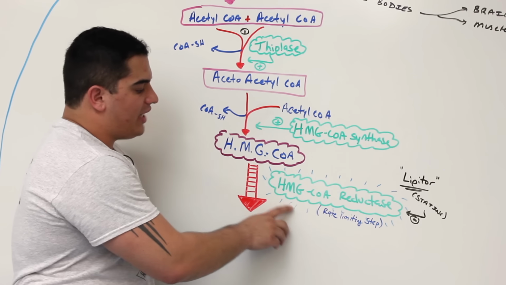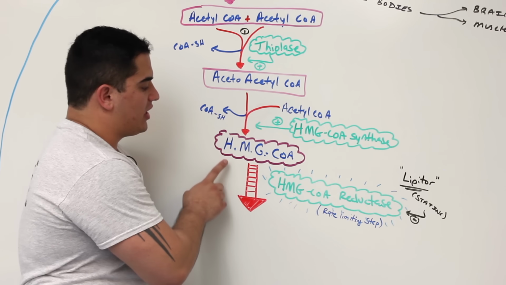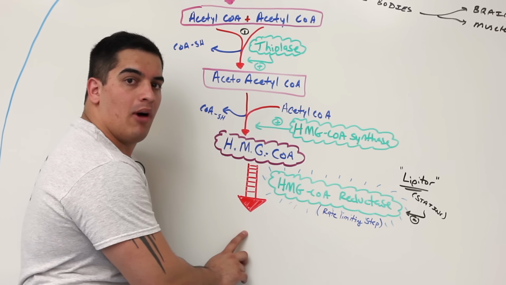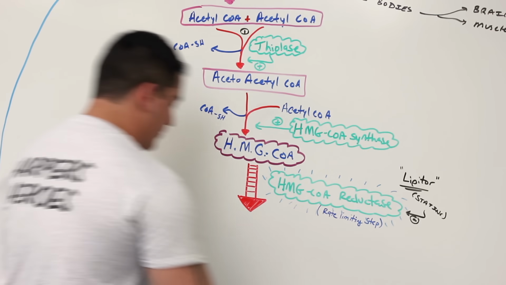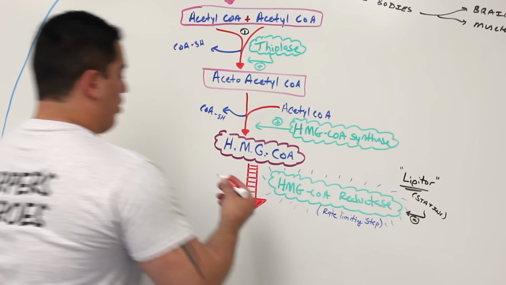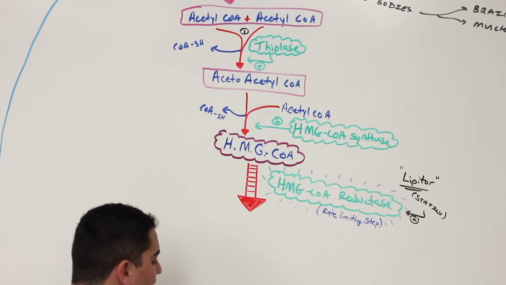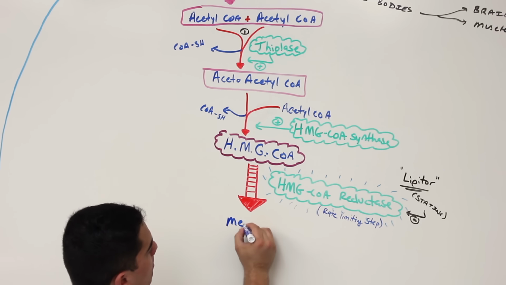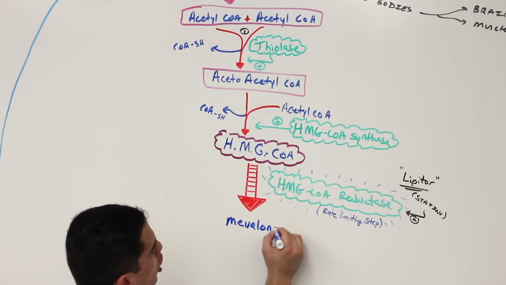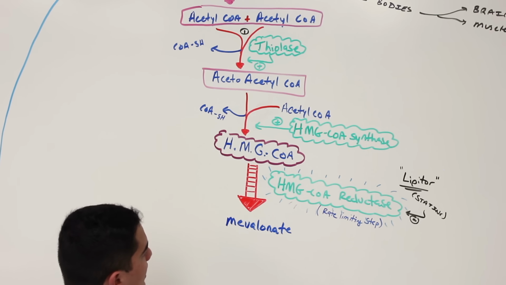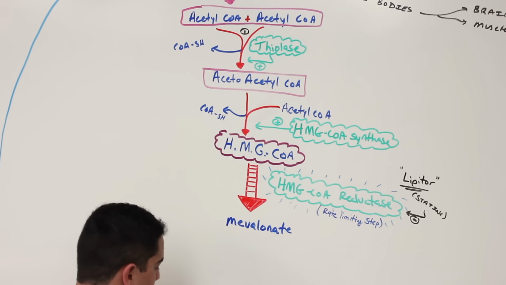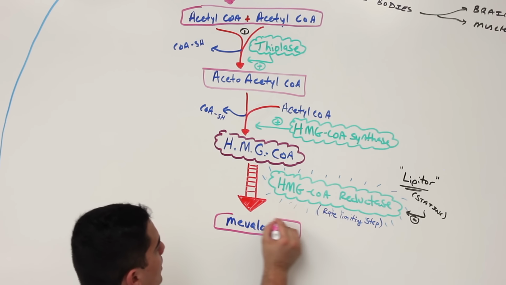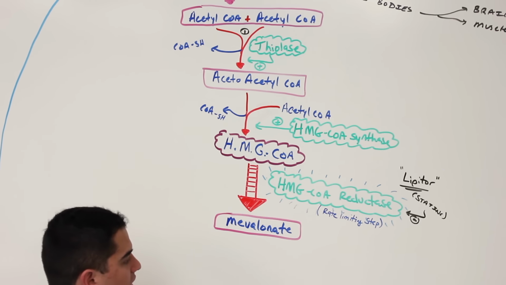But anyway, this HMG-CoA reductase is very, very important because it's what's controlling the conversion of HMG-CoA into another very important molecule, which is going to be the precursor. This molecule is called mevalonate, or mevalonic acid. It doesn't matter. I'm just going to call it mevalonate. Now, mevalonate is actually important because it's going to be the precursor for the synthesis of cholesterol.